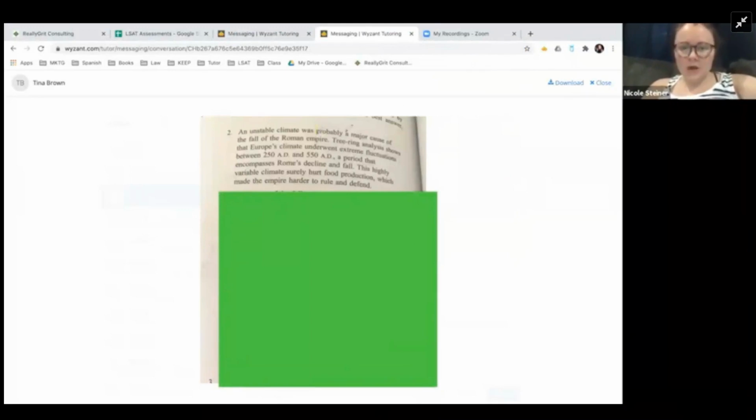I'm going to look at this word probably and point out that that's very mild. So it's a mildly worded conclusion. A major cause means that there are other causes as well, but this is just one of them, and it's one of the major ones of the fall of the Roman Empire. All right, I never knew that, but let's read on.